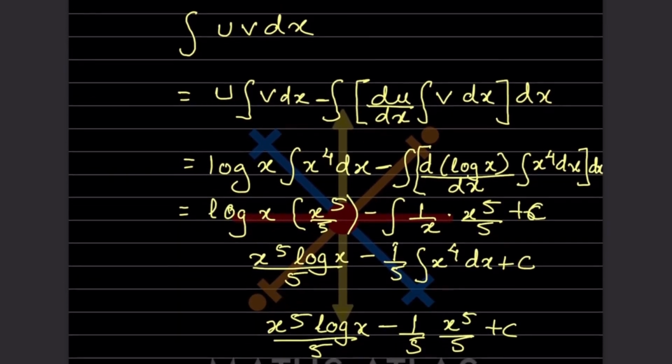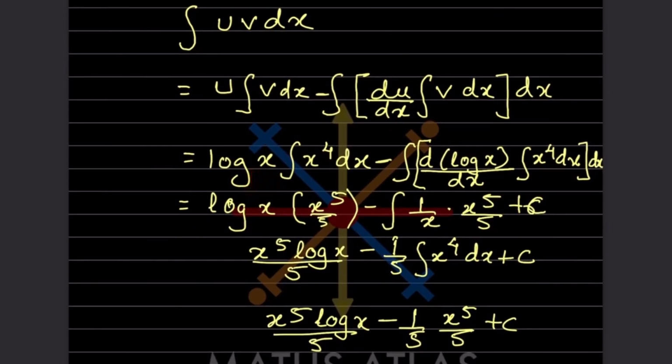So now let us solve this one. This log of x, let us keep it. When you take the integration of x raised to 4, that will be 4 plus 1 divided by 4 plus 1, that will be x raised to 5 divided by 5, minus, when we take the derivative of log of x, that will be 1 by x, again x raised to 5 divided by 5, and plus c.